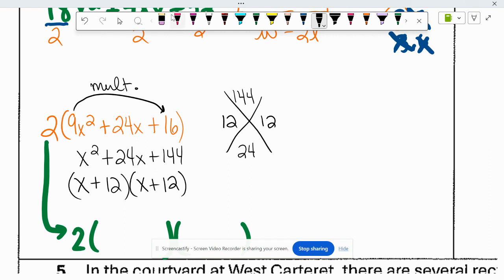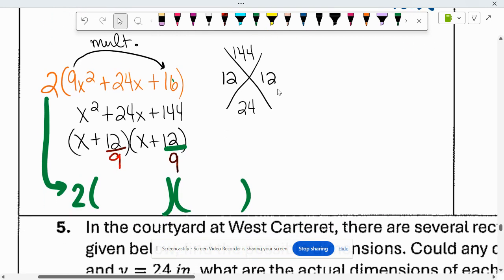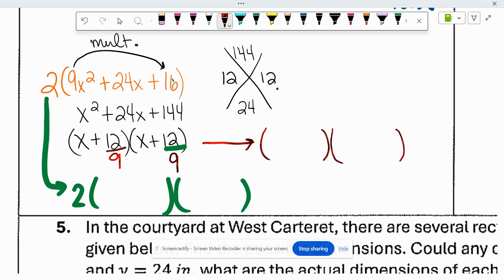Now we have to do the divide. We multiplied both sides by 9, so we have to divide our factors by 9. Divide both of our factors by 9. Use your calculator to do that because I want this written as reduced fractions. So 12 over 9. 12 divided by 9, and then hit the math button.